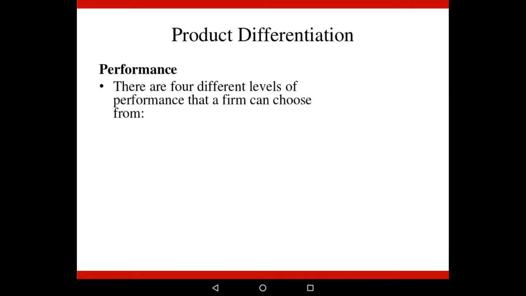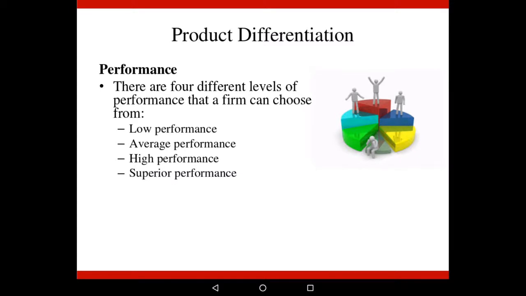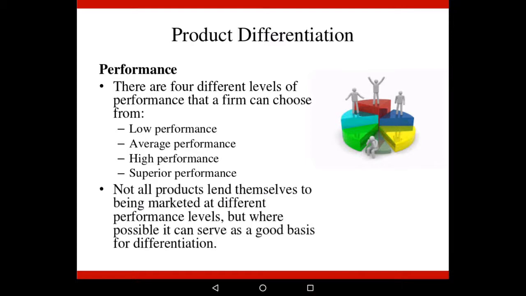Okay, so there are four different levels of performance that a firm can choose from: low performance, average performance, high performance, and superior performance. Now, the first thing you think is, well, of course you want to make a superior performing product, yes, but then you're going to have to charge more. It depends on how you want to position your product. If you make an average performing product, that's fine, because there might be some people who want average performing products because they can only afford average performing products. So not all products lend themselves to being marketed at different performance levels, but where possible it can serve as a good basis for differentiation.